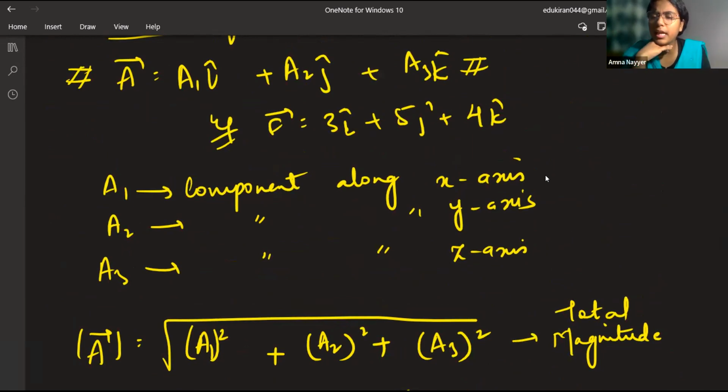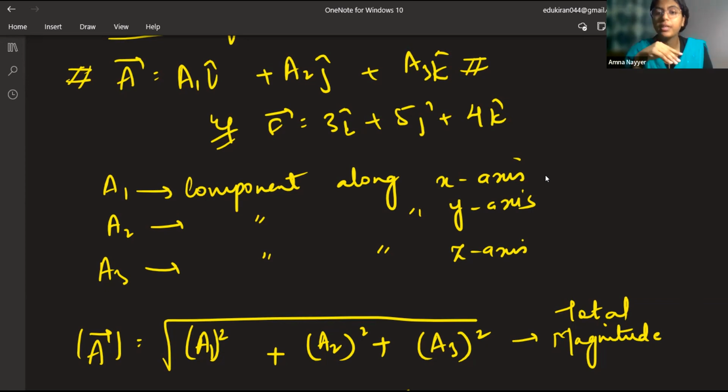If I ask you 3i cap plus 5j cap plus 4k cap, and I ask you to tell me its magnitude, which number will you choose? Will you choose 3? Will you choose 5? Will you choose 4? They are getting added, but they are interrupted by the Cartesian unit vectors. So we cannot choose a single number and we cannot directly add it because they are vector quantities.